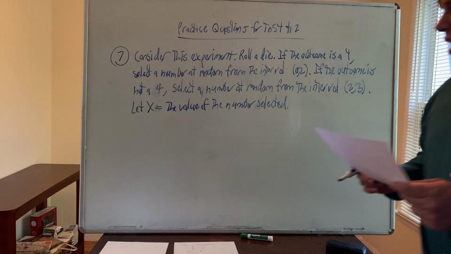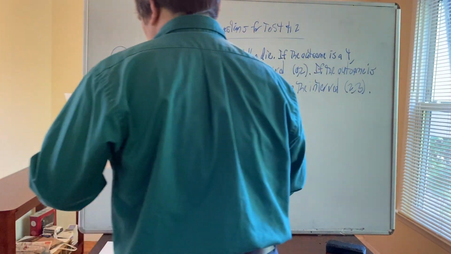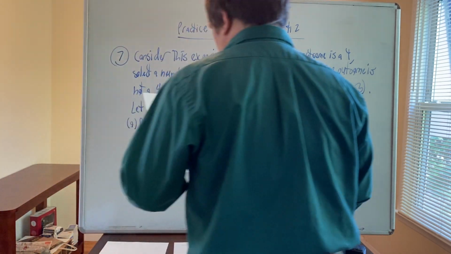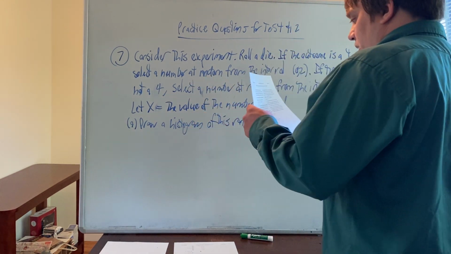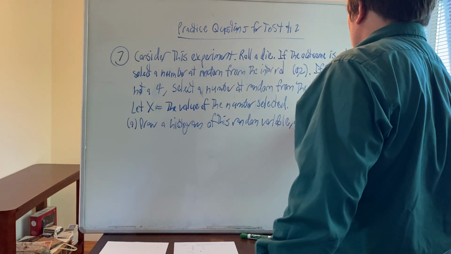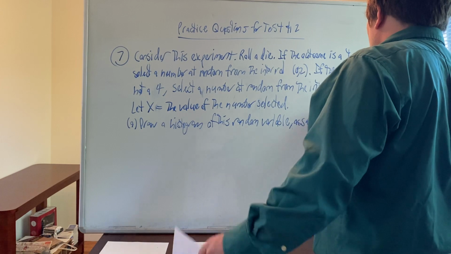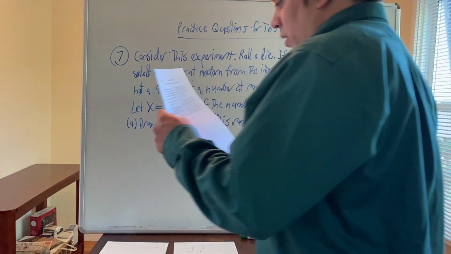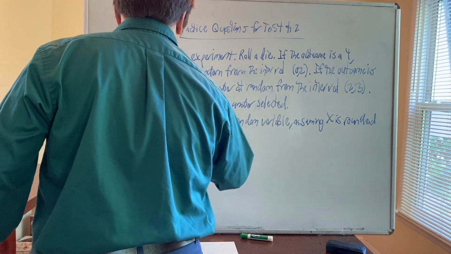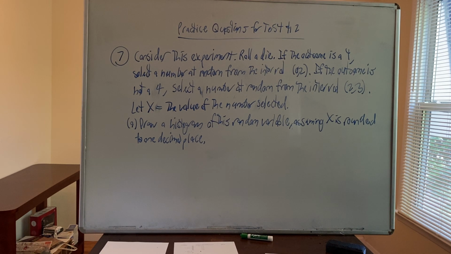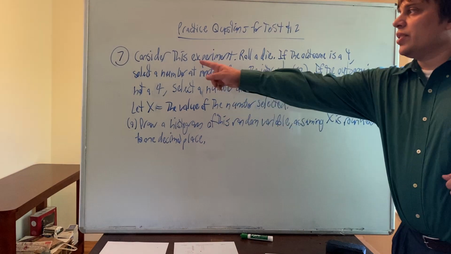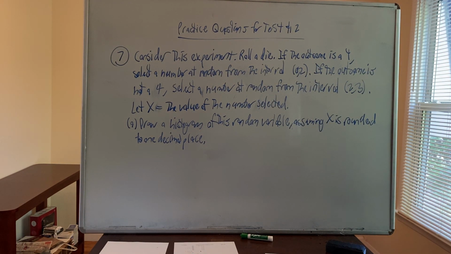Okay? So part A, draw a histogram of this random variable, assuming X is rounded to 1 decimal place. Okay, so draw a histogram of this random variable, assuming capital X is rounded to 1 decimal place. Good. Okay, so let me just read this again. Consider this experiment, roll a die. If the outcome is a 4, select a number at random from the interval 0, 2. If the outcome is not a 4, select a number at random from the interval 2, 3.